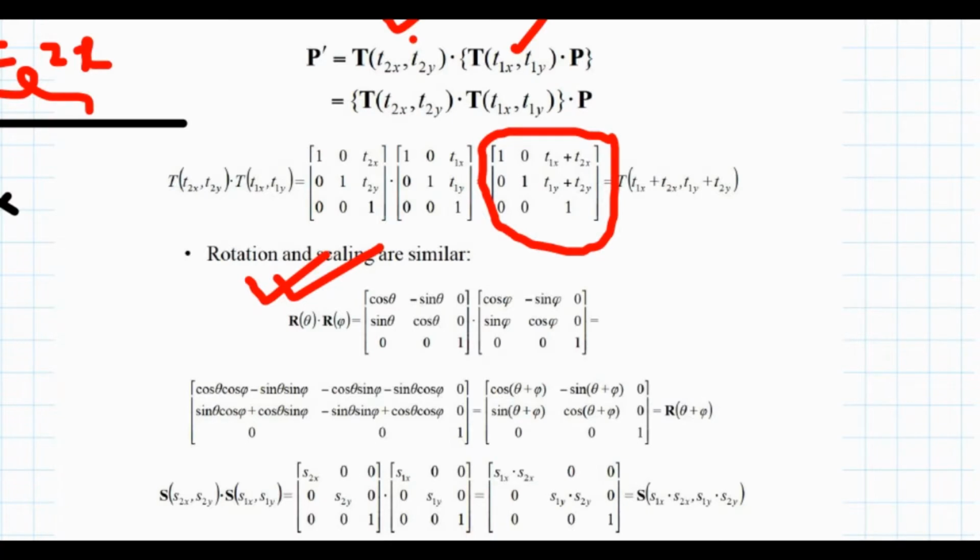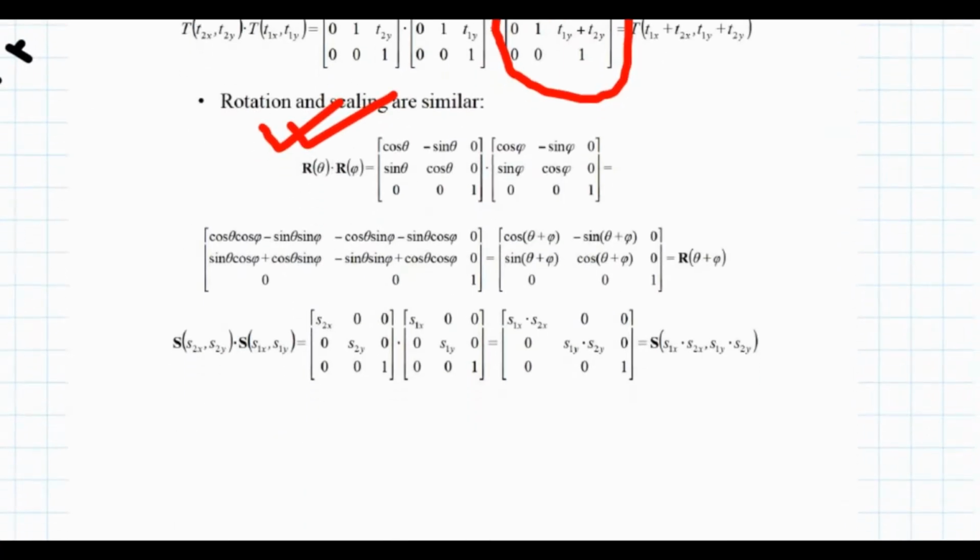Here we have an example which involves scaling. You can see that first a point has been scaled by an amount of s1x and s1y. Then the resulting point from this scaling has been scaled once again by an amount of s2x and s2y. This was the idea behind composite transformation, where on a point you apply more than one transformation.